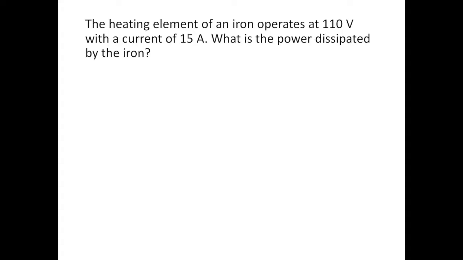Here we're looking for power again. You have the heating element of an iron that operates at 110 volts with a current of 15 amps. What is the power dissipated by the iron? Right, just power. So we have V equals 110 volts, I equals 15 amps, P equals question mark.